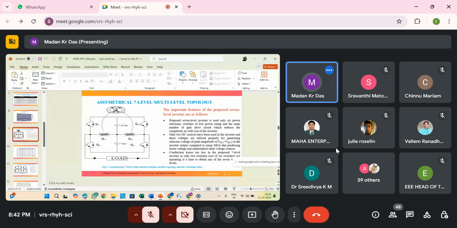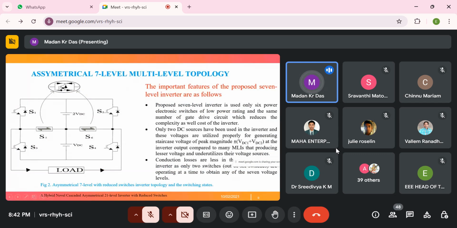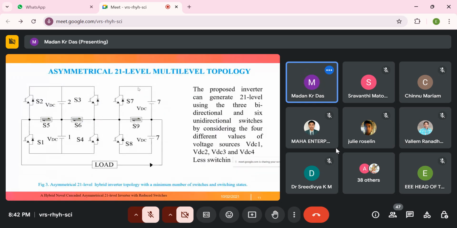So this is the seven level inverter we have discussed in this slide. So we can make this inverter to a higher level. How? Suppose this is the seven level inverter. We can add another half part here. The seven level inverter has a 1:2 ratio, and this is the auxiliary circuit, whose ratio we have used as 7 times the DC sources.